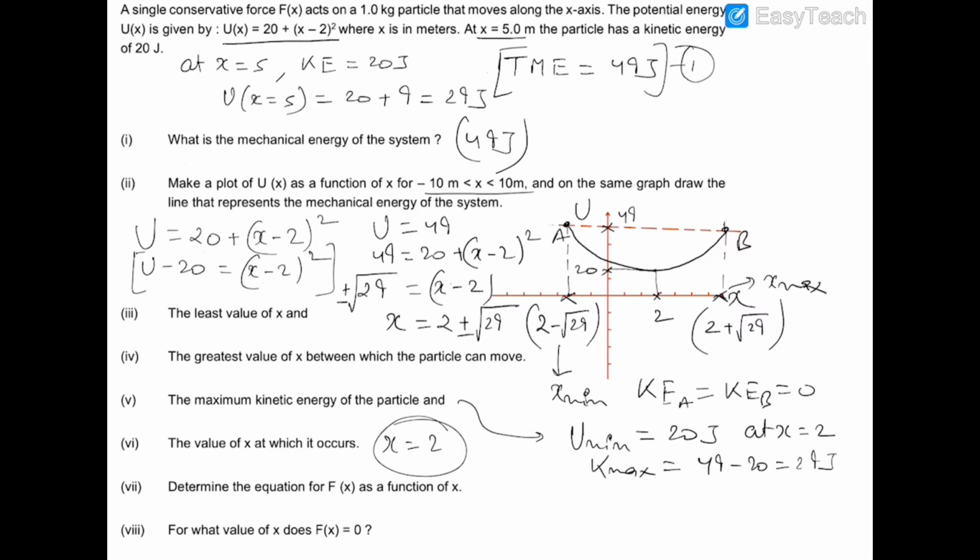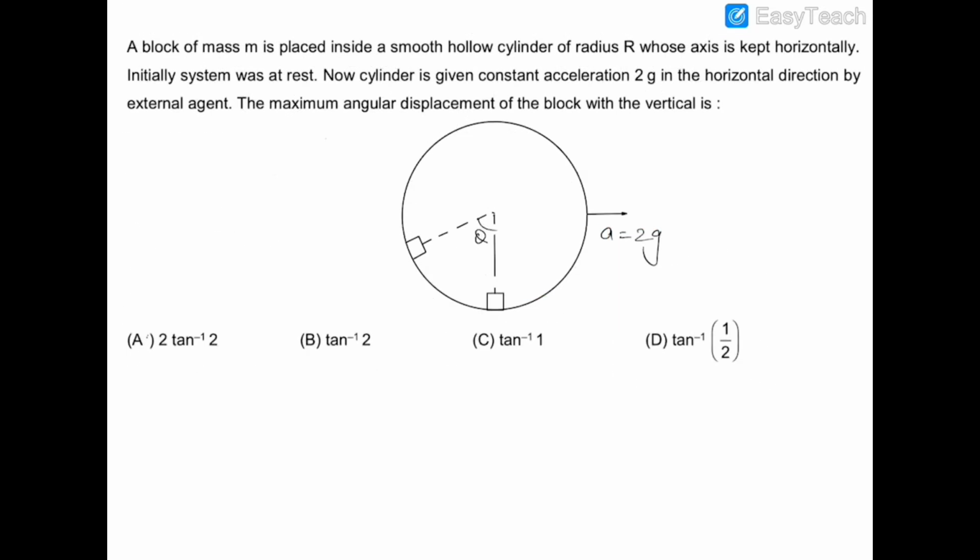Determine the equation of F as a function of x. So F is equal to minus dU by dx, and therefore it will be minus (2x minus 2). The point where F is 0 will be x is equal to 2. So this was the question, which is based on conservative force and potential energies. Now we move on to the next question. In this question, there is a block of mass m which is placed inside a hollow cylinder of radius r.